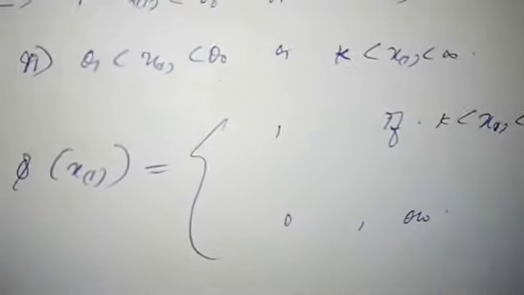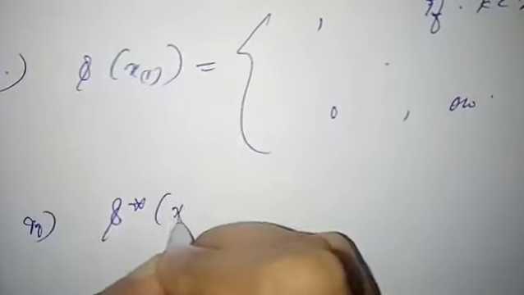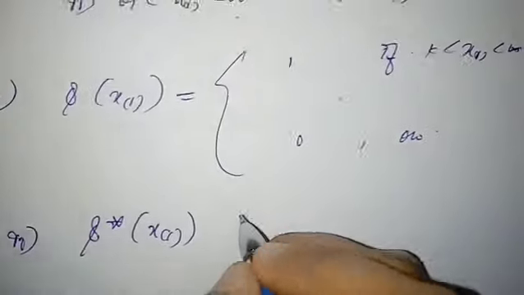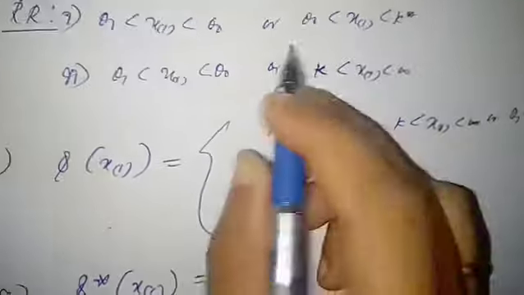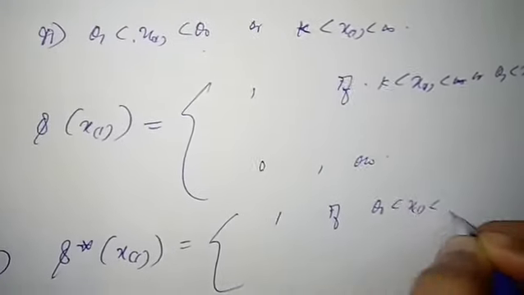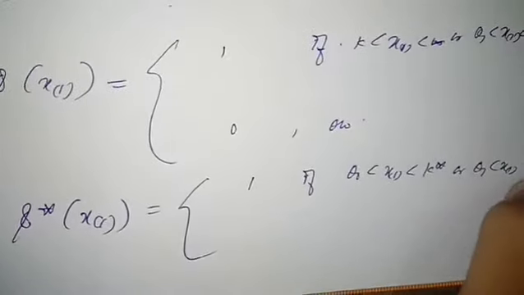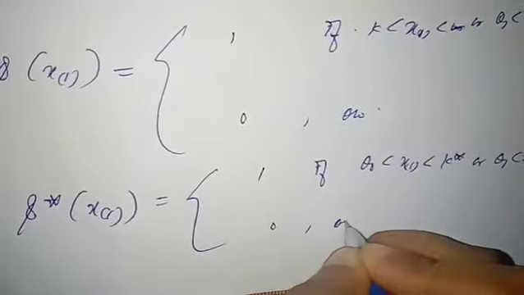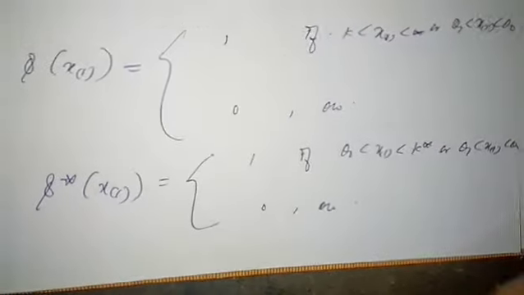Otherwise 0. And the second test function is phi star of x1 equal to 1 if theta naught less than x1 less than k star, or theta 1 less than x1 less than theta naught, and 0 otherwise. These are the two test functions, right?